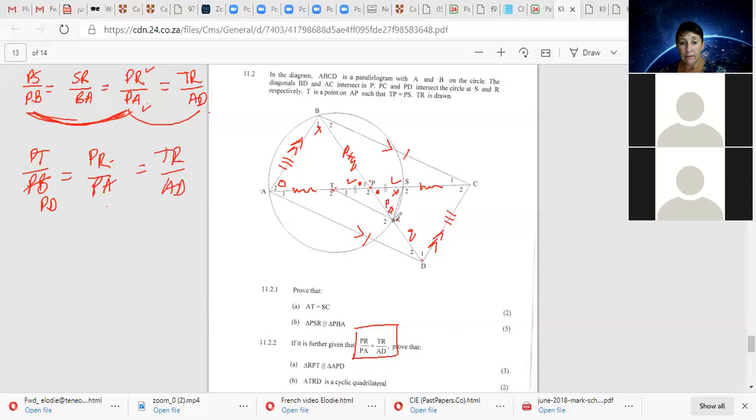PSR. Oh, sorry, I'm looking at the wrong one. Angle R equals angle A. Angle R PT, that angle equals APD, which is the same, right? Then PTR, this angle equals PTR, second, third, first, PDA. So that one equals that one, and then the remaining one equals the remaining one.